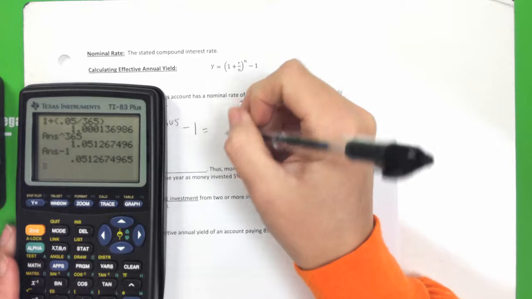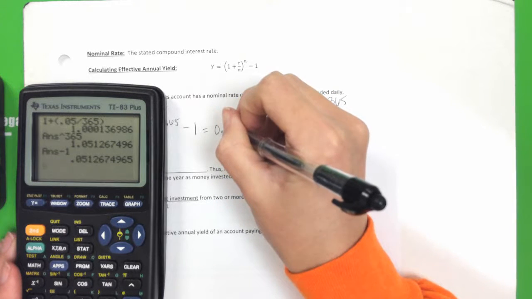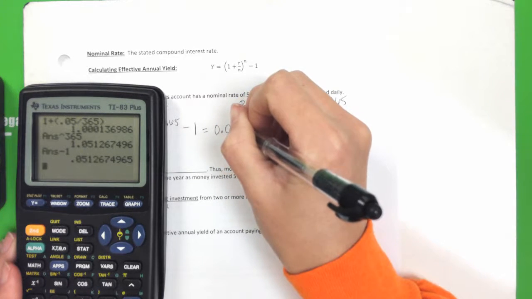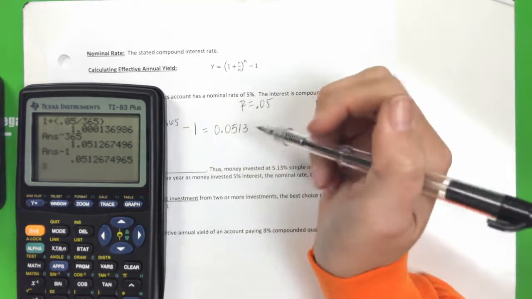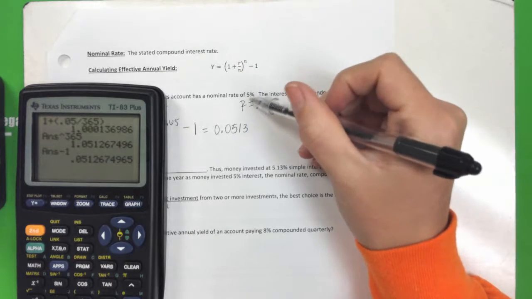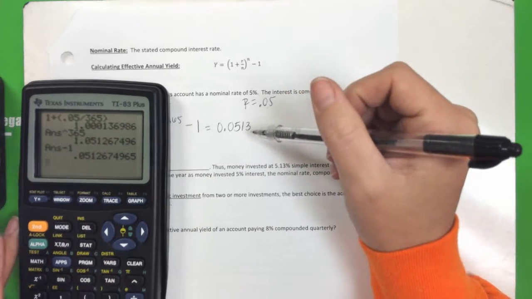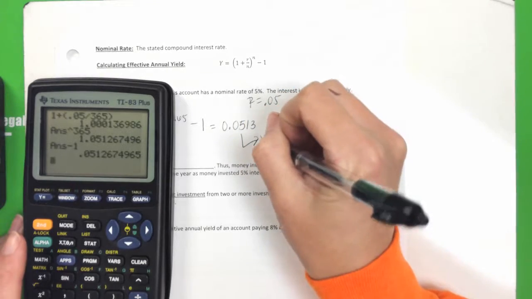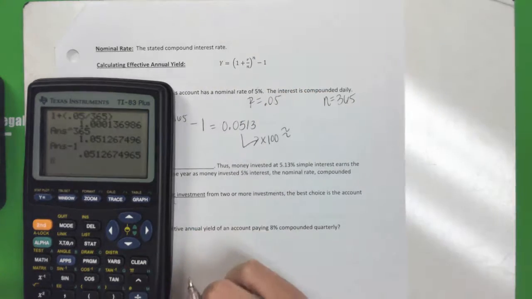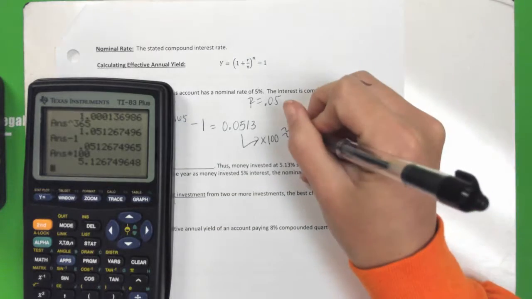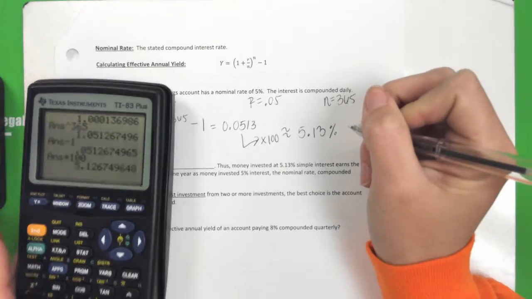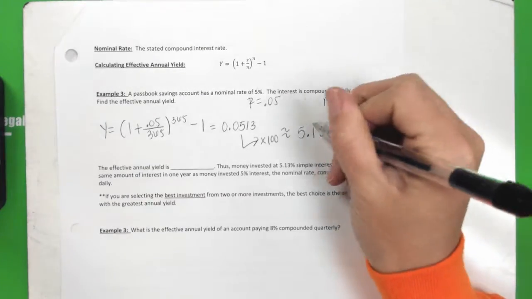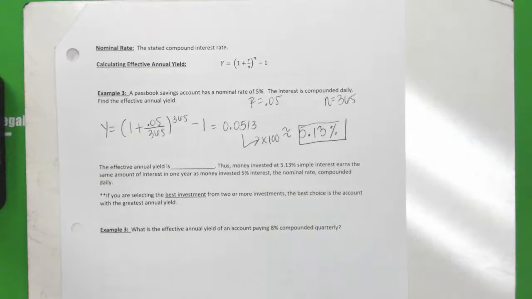So we will get the answer of, and we can just round to the nearest hundredth, 0.0, well, let's not round it yet, because this is not a rate, correct? Our rate needs to be in a percentage. So this is a decimal, so how do we change a decimal to a percent? We multiply by 100. So that is going to give us, now we can round to the nearest hundredth, 5.13%. So our effective annual yield would be 5.13%.